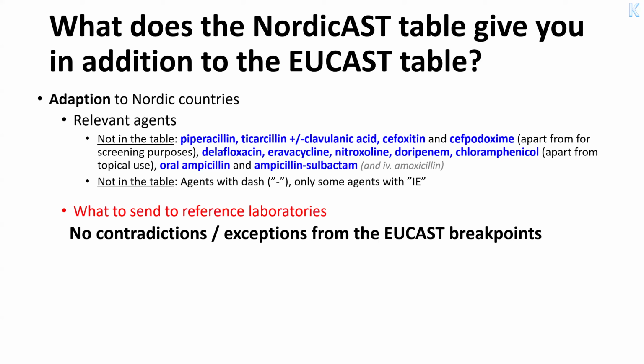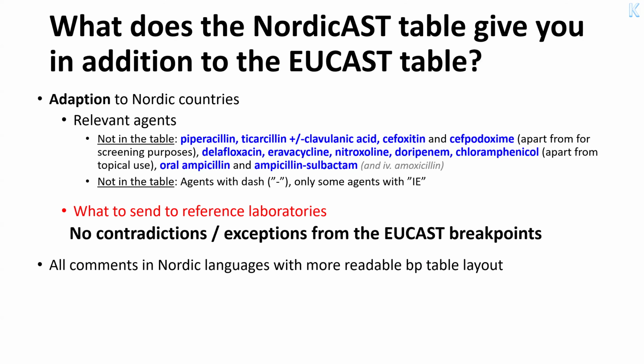We do not include any of the agents that have a dash, and we only have a few agents with the IE. Then we have some comments that are marked in red, and those are comments that we only have in the NordicAST table and not in the UCAST table. One of the comments we sometimes use is, for example, to remind you what to send to a reference laboratory. But there are no contradictions or exceptions from the UCAST breakpoints. They're exactly the same.